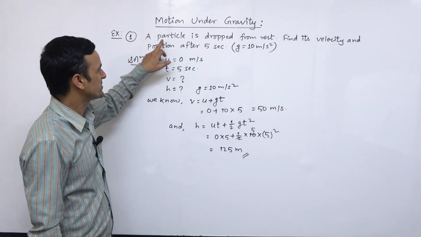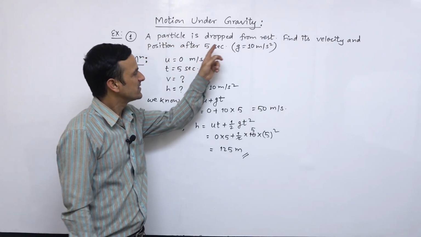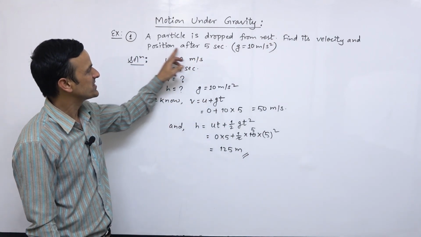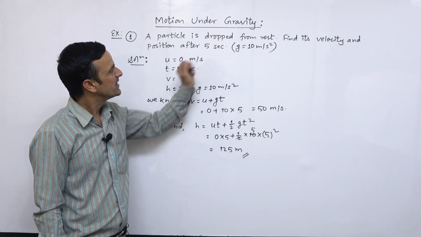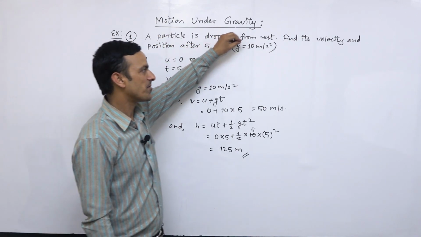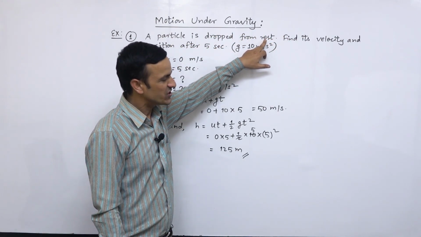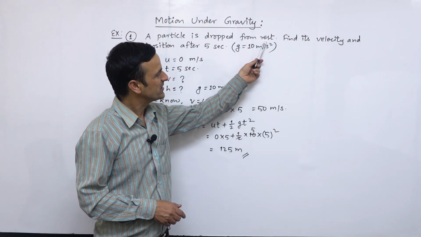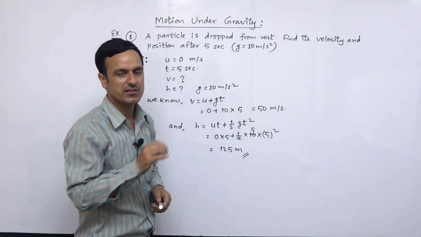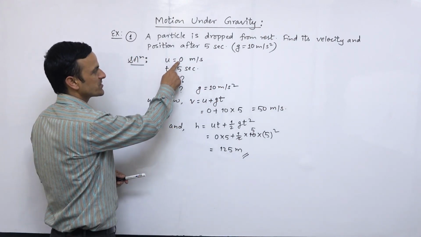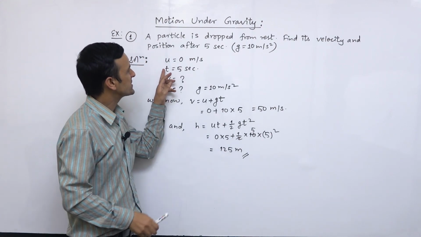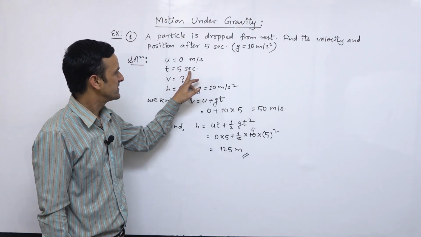So we have one question here. A particle is dropped from rest. Find its velocity and position after 5 seconds. So if any particle is dropped from rest, then its initial velocity is 0, because rest is given here. Rest position, but for a dropped particle the velocity is always 0, and u = 0 meter per second, and its time is 5 seconds.